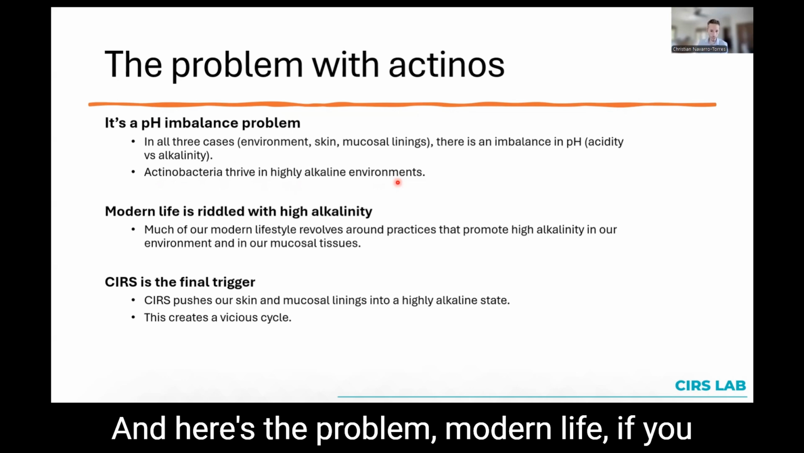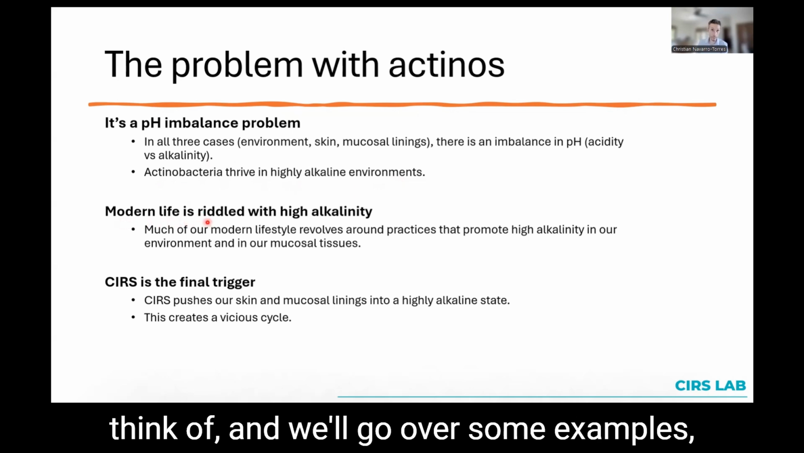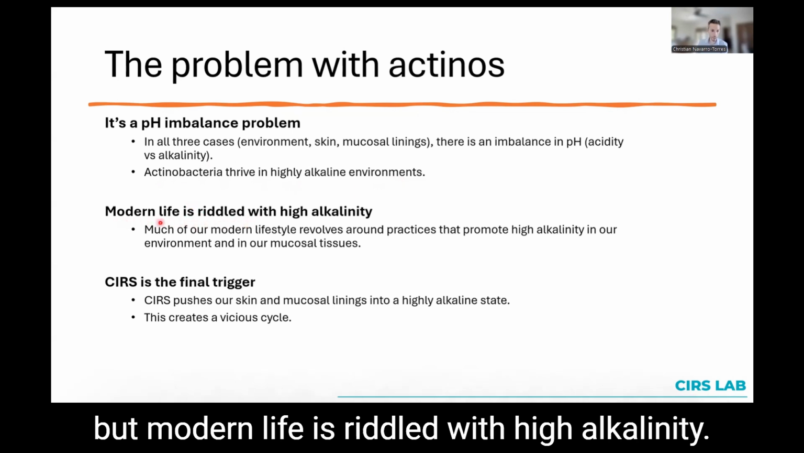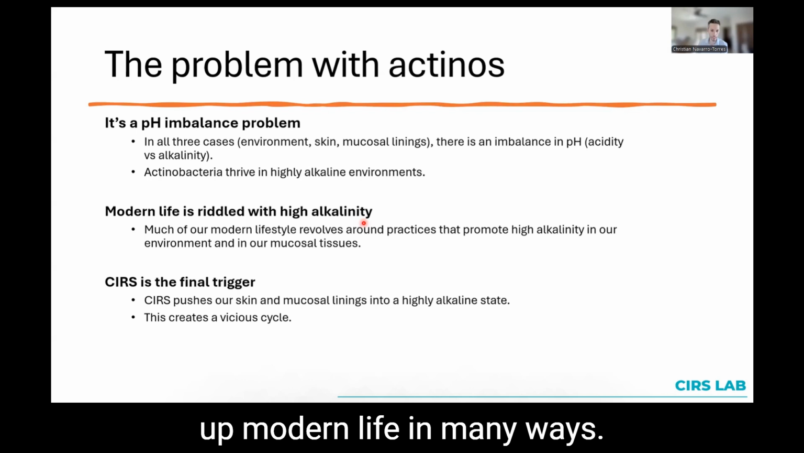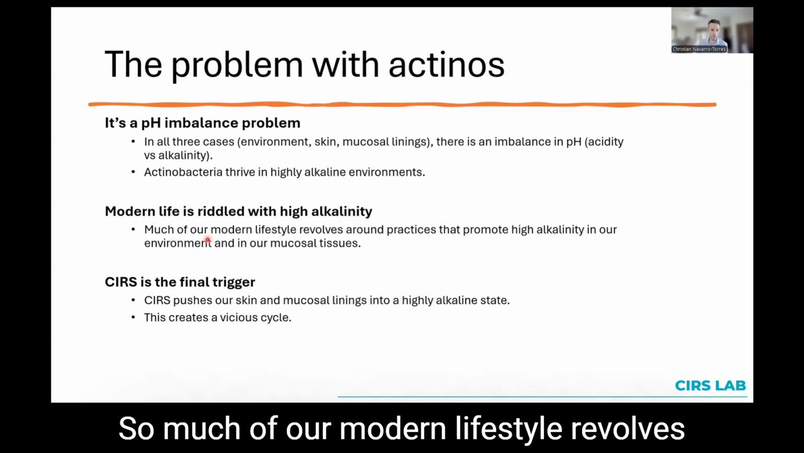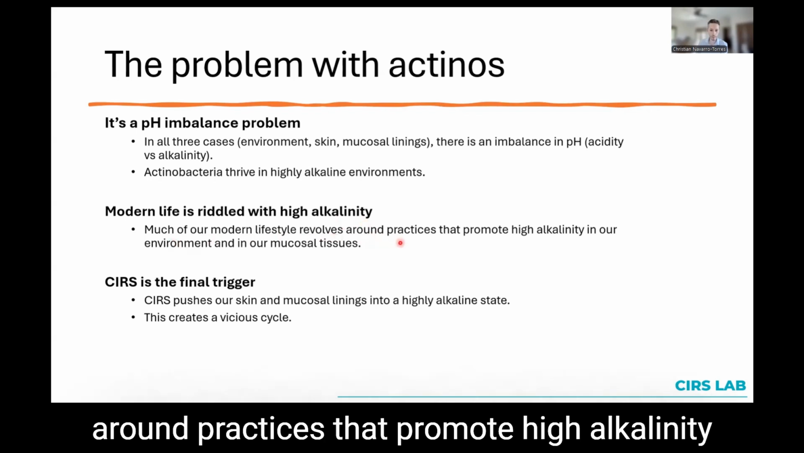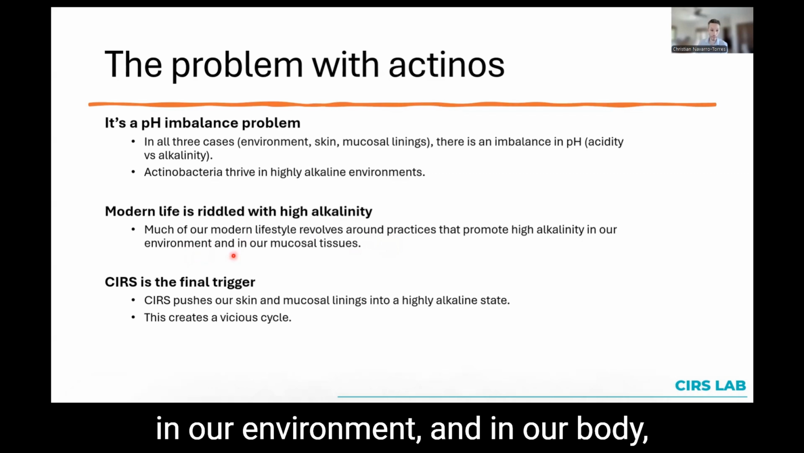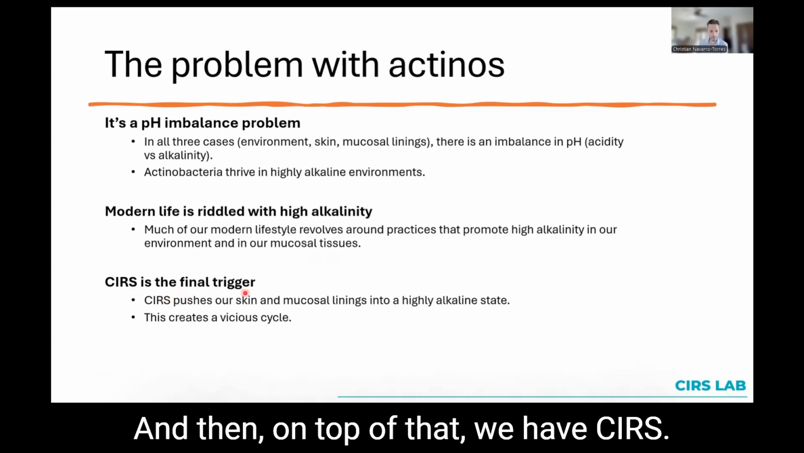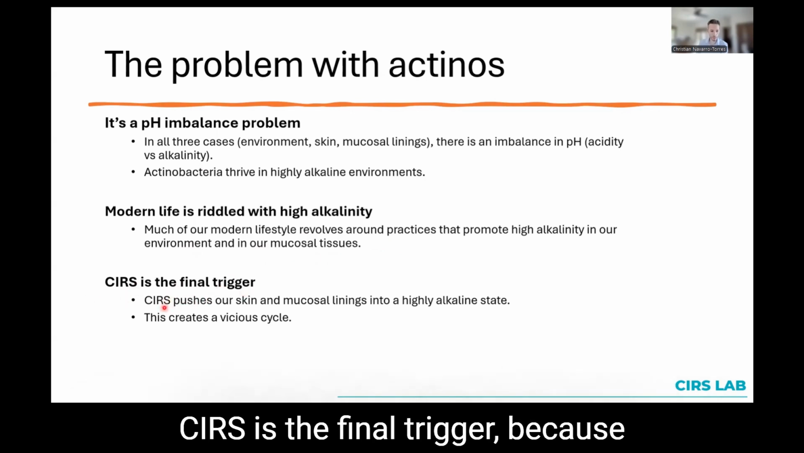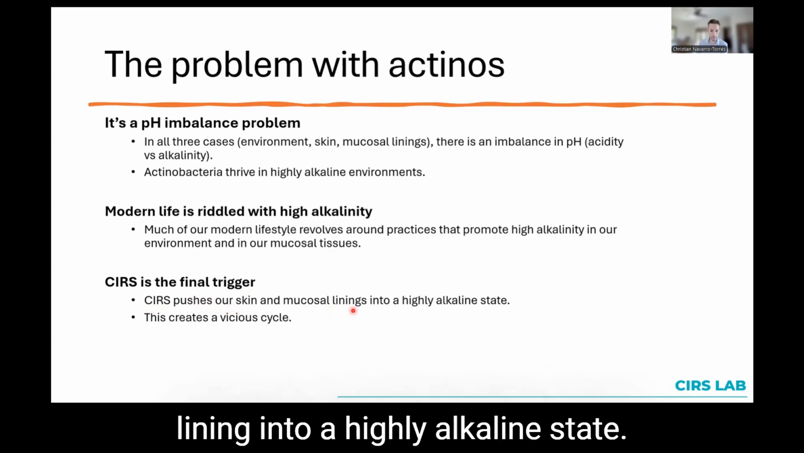And here's the problem. Modern life, and we'll go over some examples, is riddled with high alkalinity. This is kind of how we've set up modern life in many ways. So much of our modern lifestyle revolves around practices that promote high alkalinity in our environment and in our body, specifically in our skin and mucosal tissues. And then on top of that, we have CIRS. CIRS is the final trigger because CIRS pushes our skin and mucosal linings into a highly alkaline state.